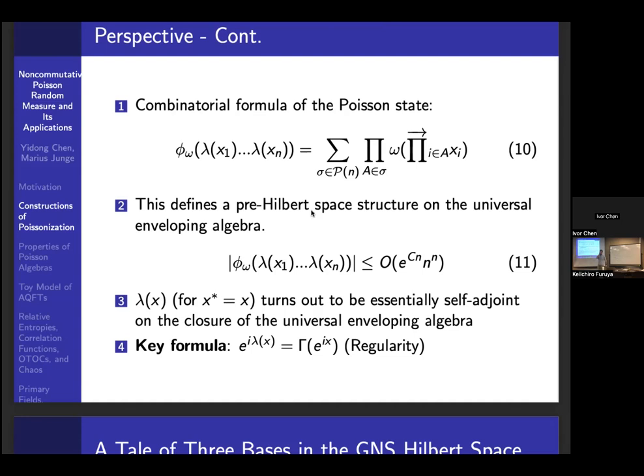So then the observation is that when X is self-adjoint, lambda X turns out to be an essentially self-adjoint operator. Then Mr. Stone told us to consider the one-parameter unitary group generated by lambda X. And a key formula here is that this equation holds.